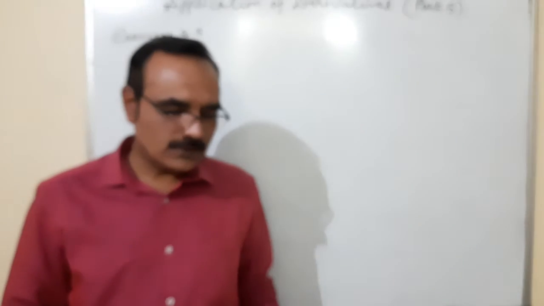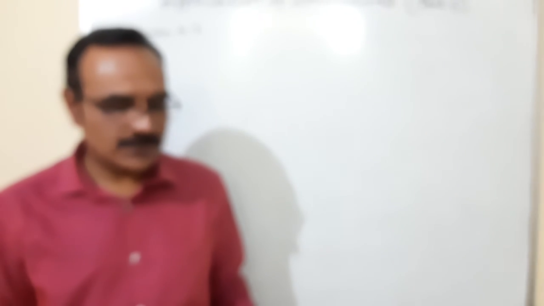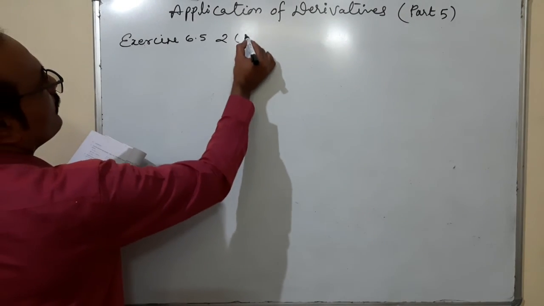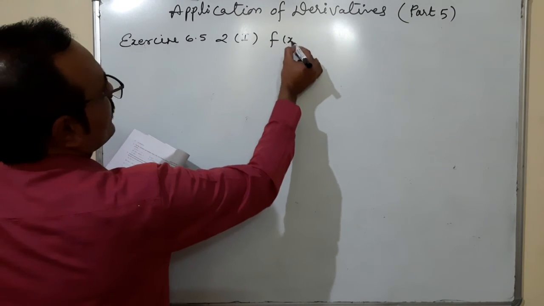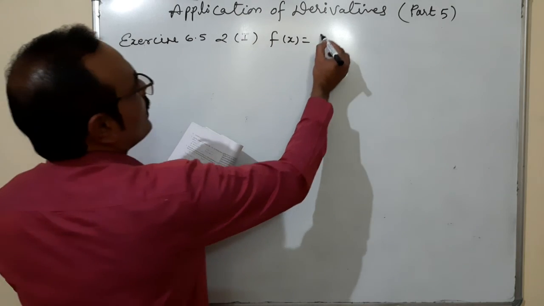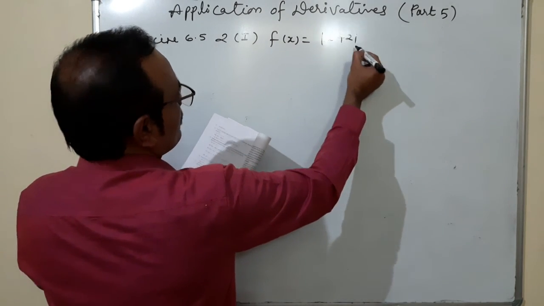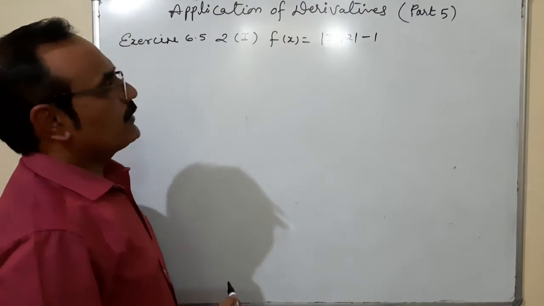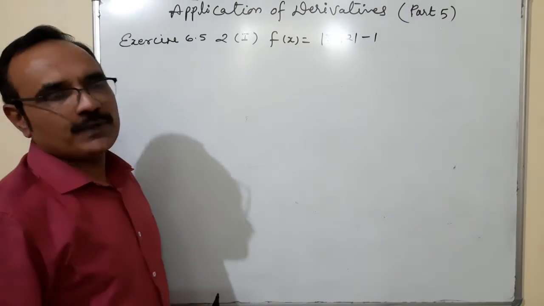Same as question number 2, also find the maximum and minimum values, if any, of the following functions given by f of x is equal to mod x plus 2 minus 1. One question I am taking of mod. f of x is equal to mod x plus 2 minus 1. Here also, while seeing the function we can understand whether we are getting maximum value or minimum value.